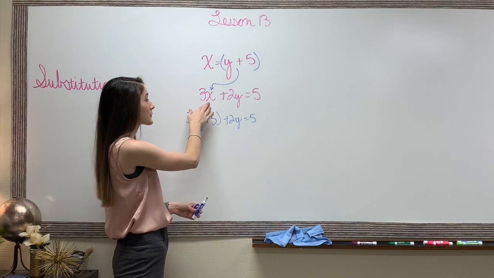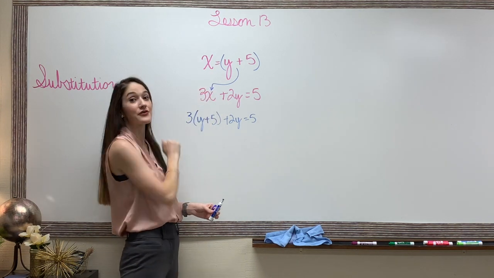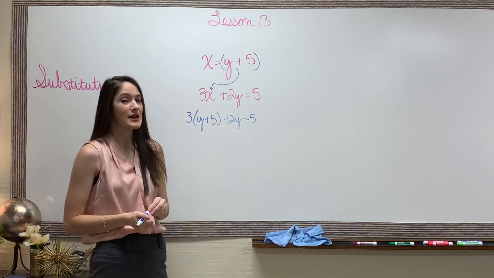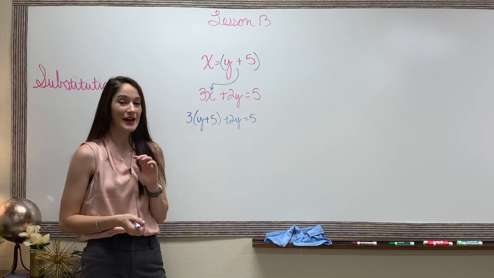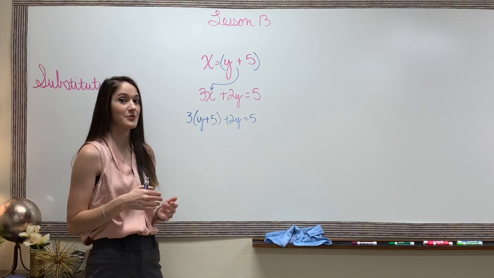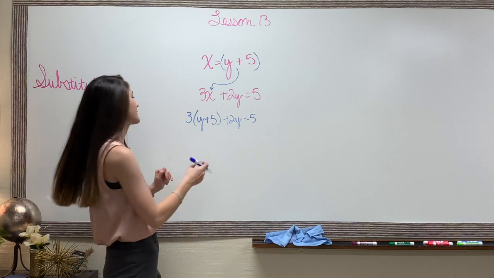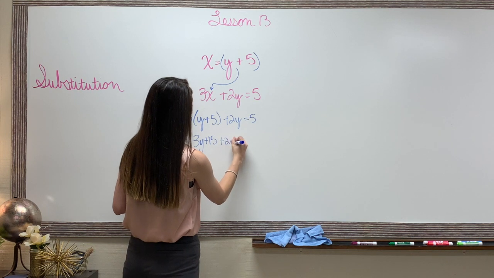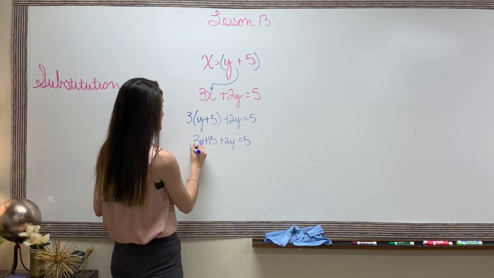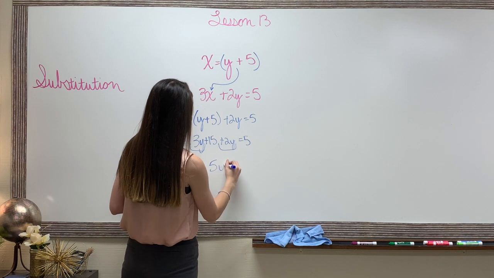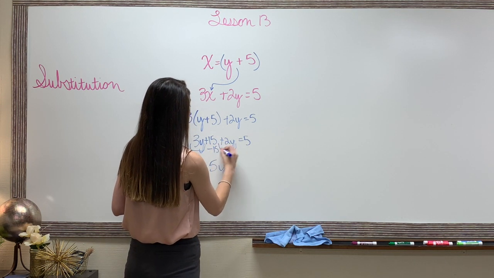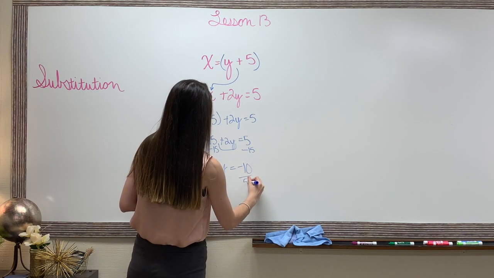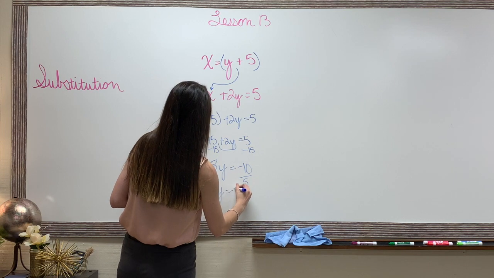Okay, so now that we have replaced x with y plus 5, which is what our first equation shows us, we see that now we only have one type of variable, and it is y. And since I only have one type of variable, I can solve for y and get just a normal number. So that's what we're going to do now. We're just going to solve for y. So we got 3y plus 15 plus 2y equals 5. Now we're going to add like terms, so that's going to be 5y, and I'm going to subtract this 15. So that equals negative 10 divided by 5, and y equals negative 2.